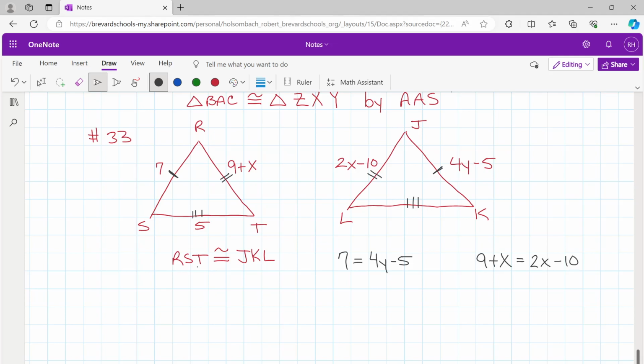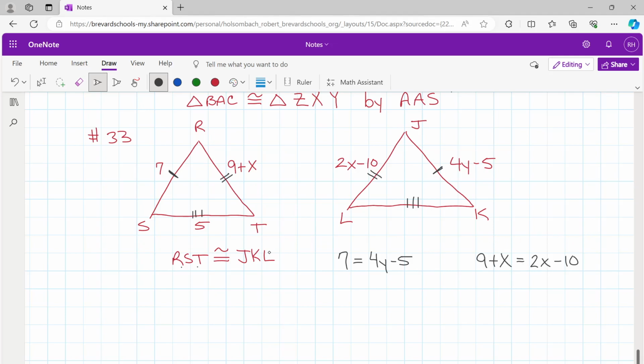All right, so sometimes the problems with a lot of words and a lot of expressions are a little bit intimidating, but just break them down, draw the picture, take your congruence statements and mark your sides that are congruent or your angles that are congruent, and then you can write your equations to solve for your variables. I'm going to let you guys finish that.